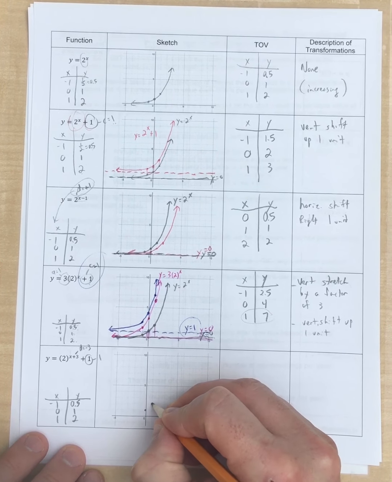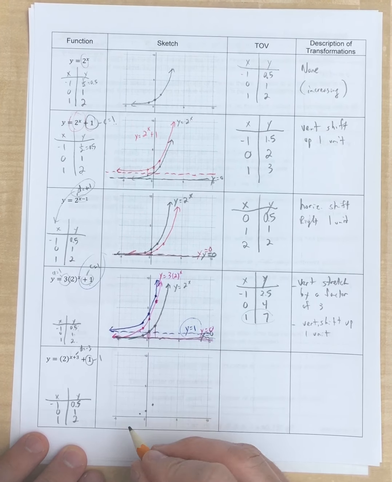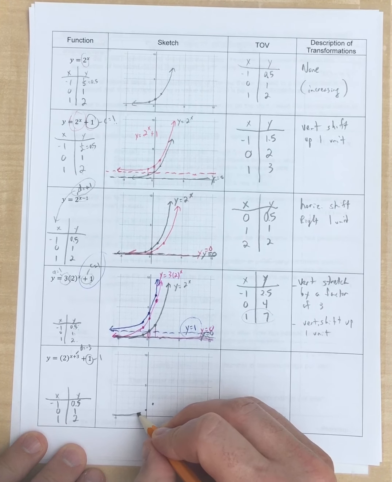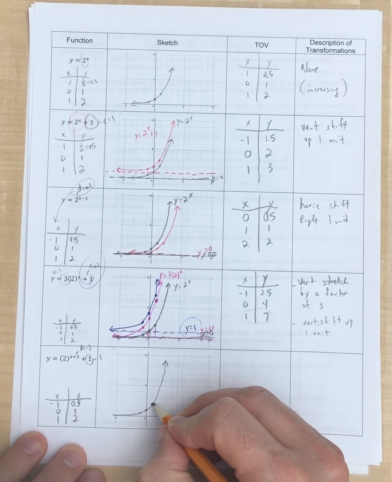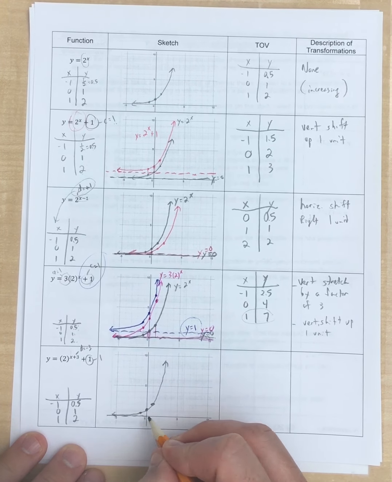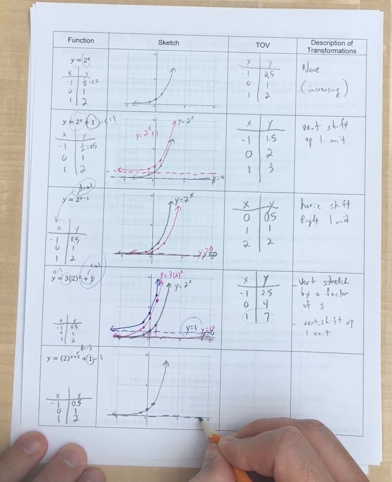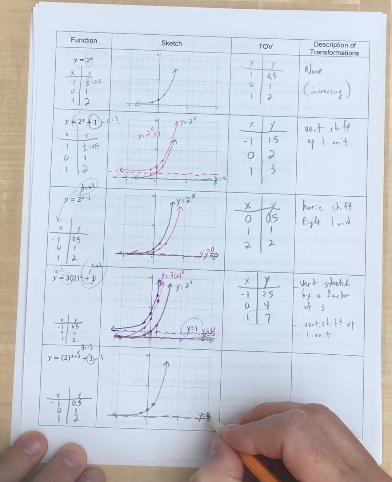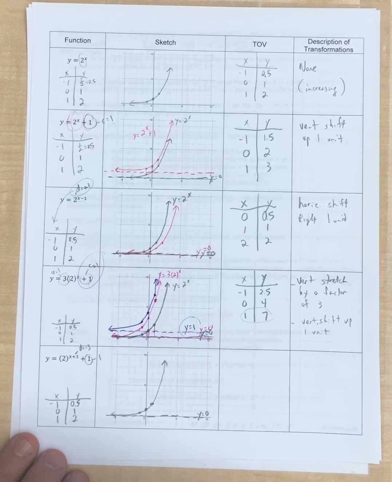So my base function is here and here and a half. And there it is. And then we've got an asymptote, Y is equal to 0. Okay, so that is what it is.